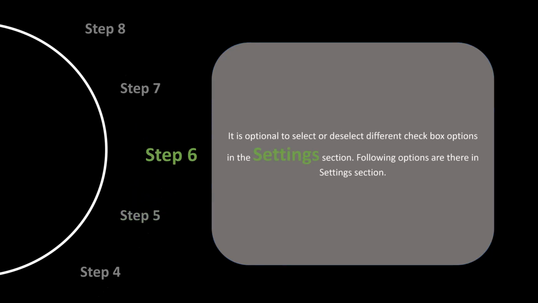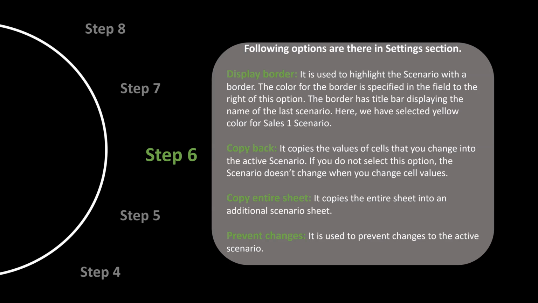Step 6. It is optional to select or deselect different checkbox options in the Settings section. The following options are there in the Settings section. Display border. It is used to highlight the scenario with a border. The color for the border is specified in the field to the right of this option. The border has a title bar displaying the name of the last scenario. Here we have selected yellow color for the Sales 1 scenario.